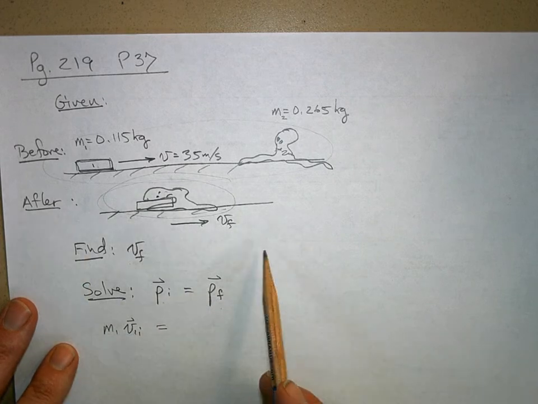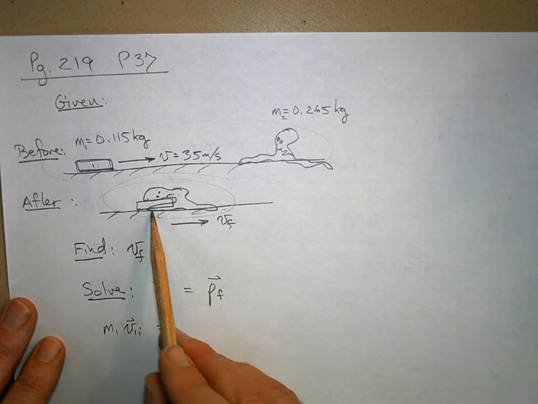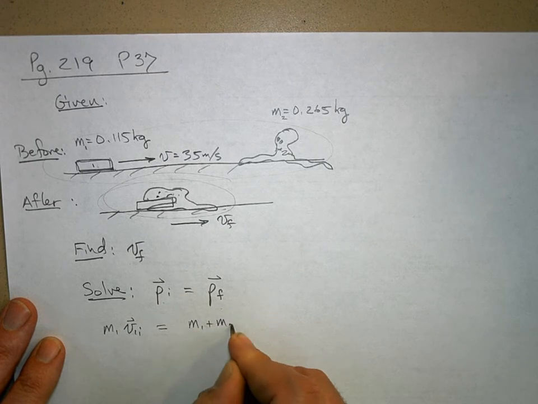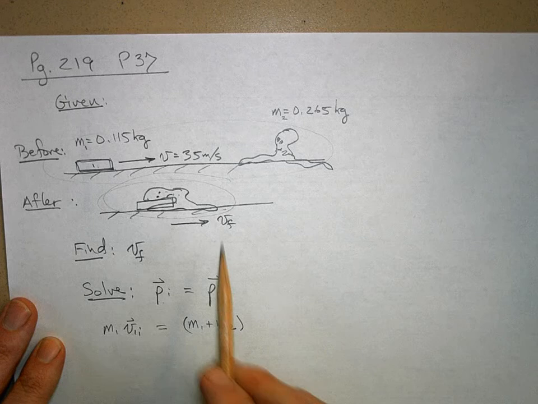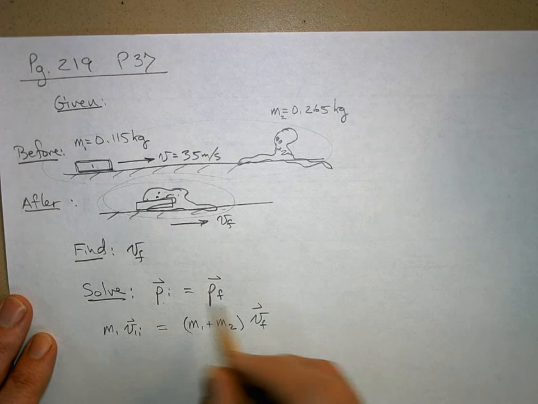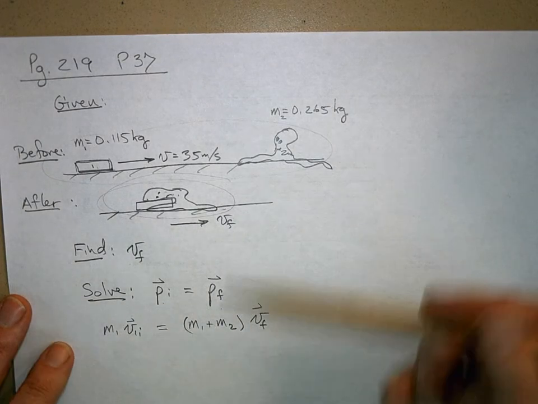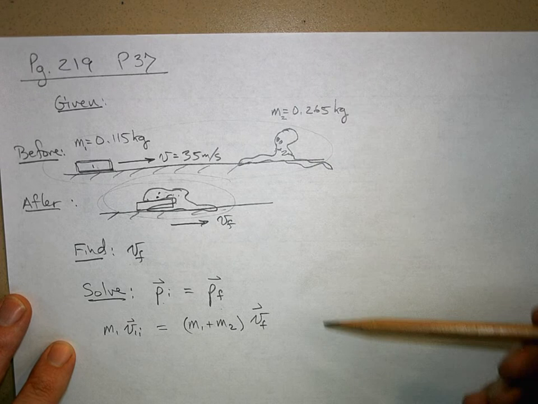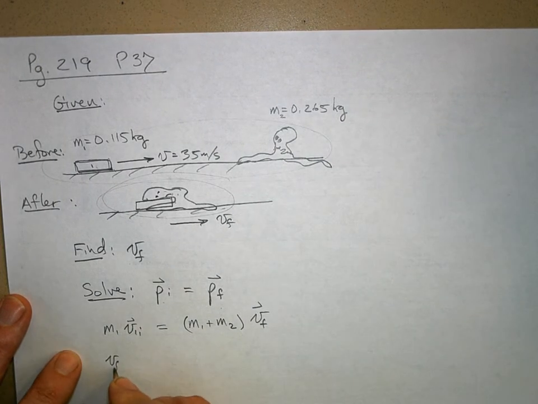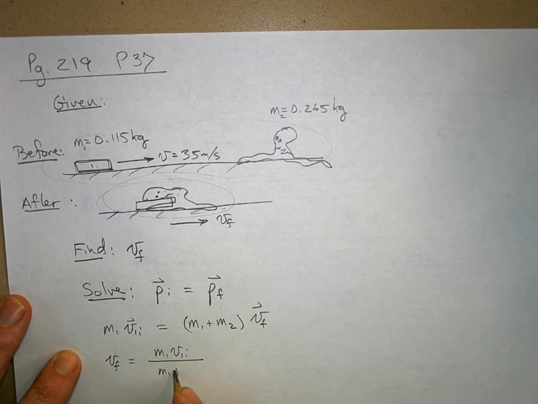While I look at my after picture, these two objects are now combined into one, so we have to add their masses and then multiply by the final velocity, because they have a common final velocity, because they're stuck together. So this is the final momentum of the system. And now, this is physics right here. After this is just algebra 1. So V final is going to be equal to M1 V1 initial divided by M1 plus M2.